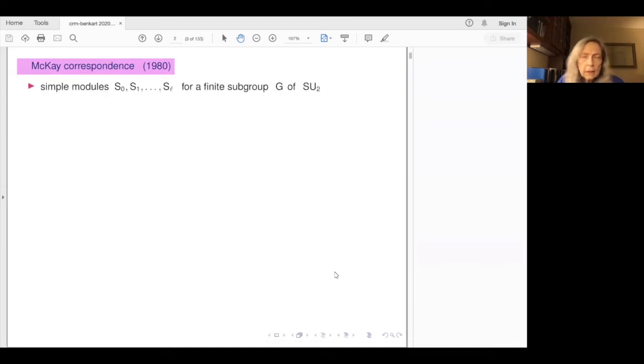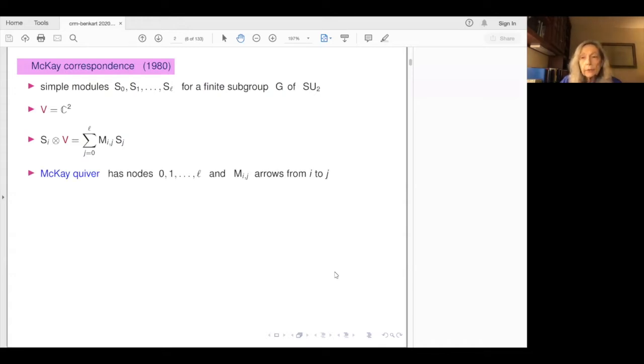John McKay was doing a lot of experimentation with computers, and he took the simple modules for a finite subgroup G of SU2, and he took the natural two-dimensional representation of SU2, tensored it, and decomposed it into simple modules. So these numbers, these m_ij, are just the multiplicities. And out of the m_ij, he created a quiver. So this quiver has m_ij arrows going from i to j.